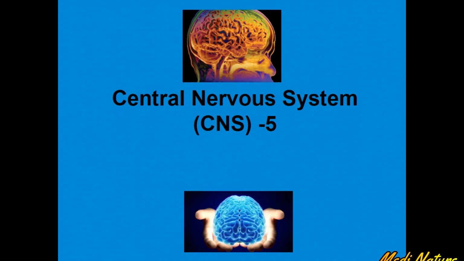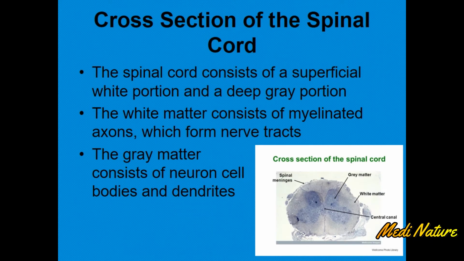This is the fifth part of the lecture on central nervous system. Let's see about the cross-section of the spinal cord. The spinal cord consists of a superficial white portion and a deep gray portion. And the white matter consists of myelinated axons. They form nerve tracts in spinal cord. And the gray matter consists of neuronal cell bodies and dendrites.